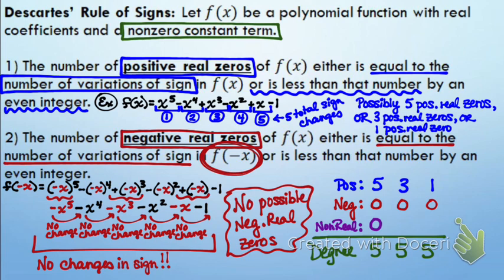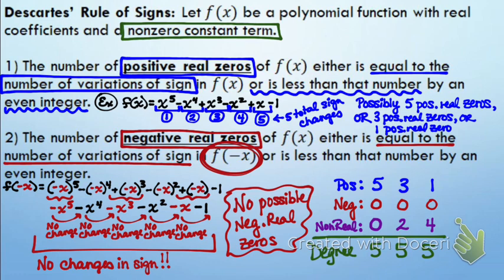If there were only 3 positive real zeros, we still have no possibilities for negative real zeros. So if there were 3, how many non-reals would we have to have then? 2. Because my column has to add to 5. It has to add to my degree. If I only have 1 positive real zero, how many non-real roots would I have to have? I would have to have 4.